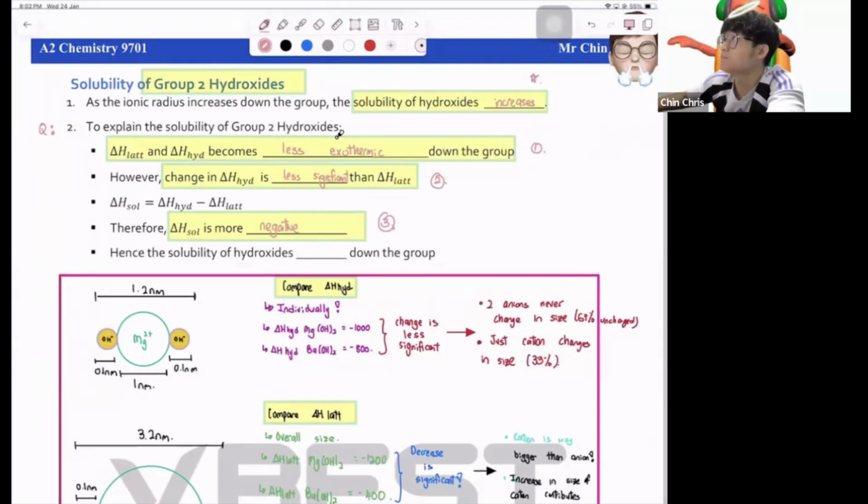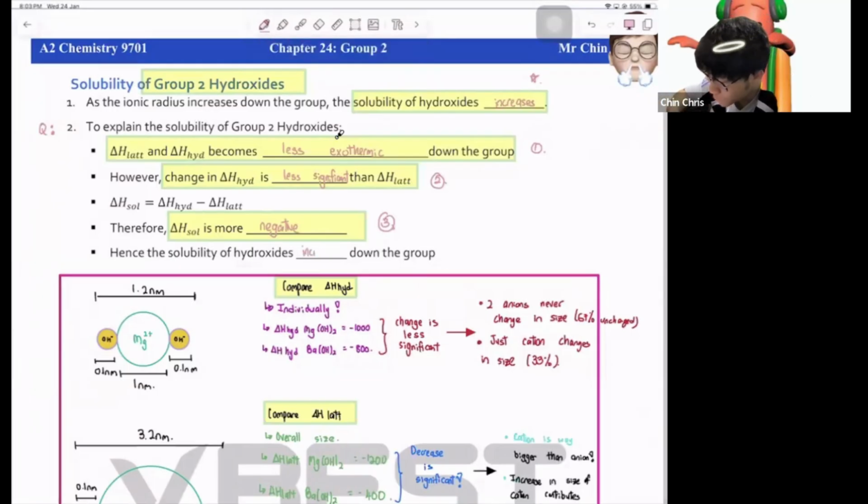Alright guys, please write it down. Hence solubility increases down the group. Done.